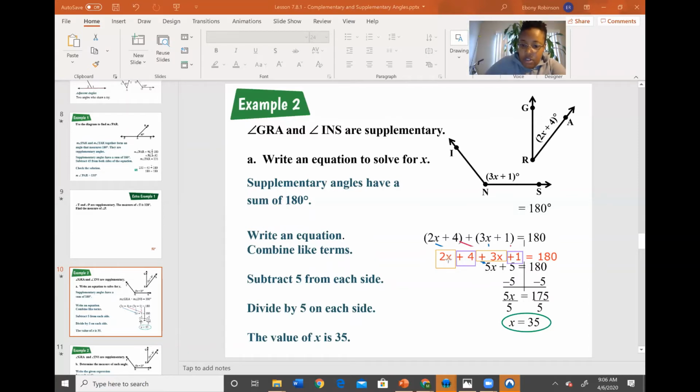So back to this. So 2x plus 3x is 5x. 4 plus 1 is 5. So that's how they got this. Okay, 5x plus 5 equals 180. Now we have a 2-step equation. Okay, we had a multi-step. Now we're at a 2-step.